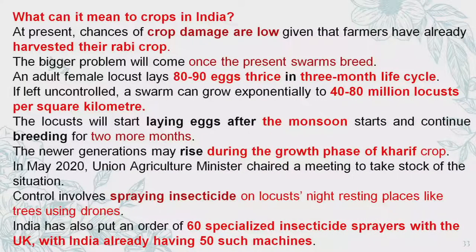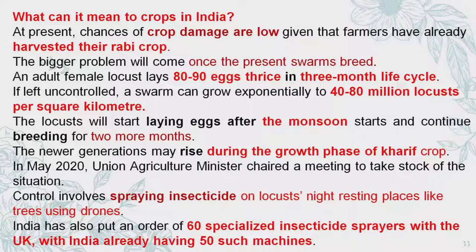What can it mean to crops in India? At present, the chance of crop damage is low because the farmers have already harvested their rabi crop. But the problem here is that once they are present, they breed. At a time they lay 80 to 90 eggs. All of them mature, with high maturity rates. Within 3 months they complete their life cycle.